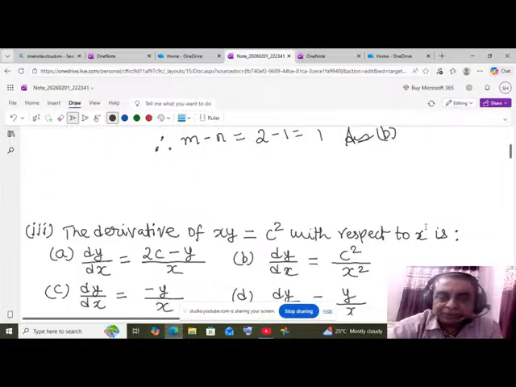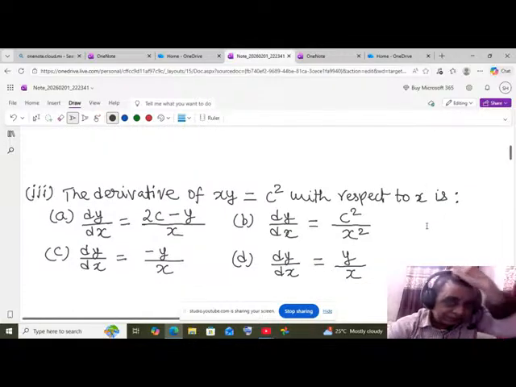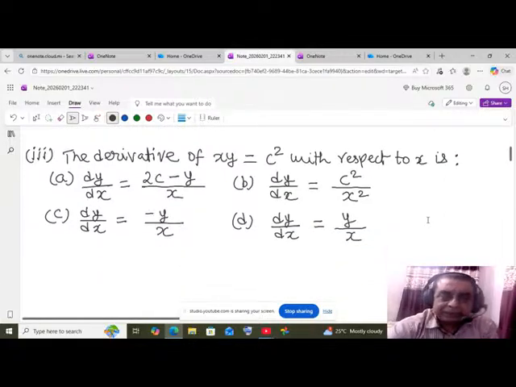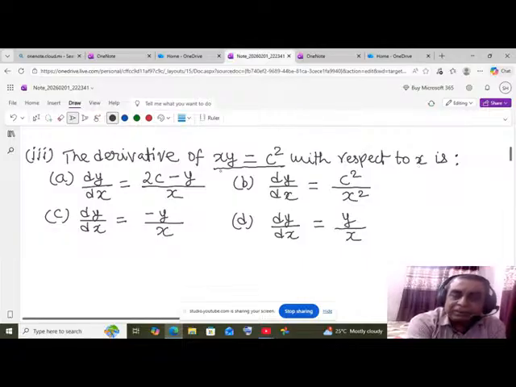Now we are moving to the next part. Here it is asking the derivative of xy equals c squared with respect to x. We have to do the differential, the derivative of this equation.